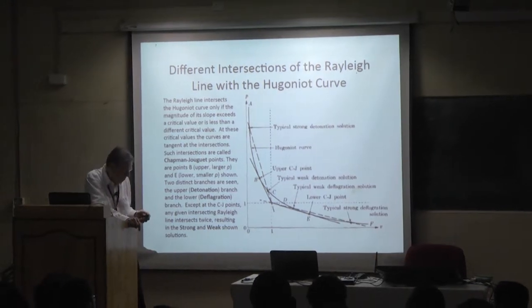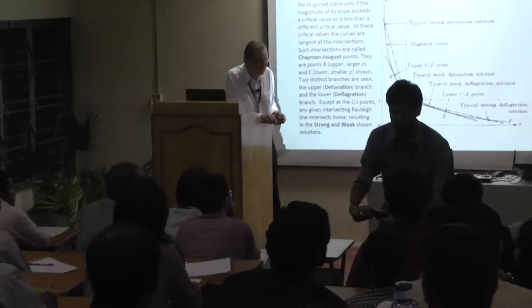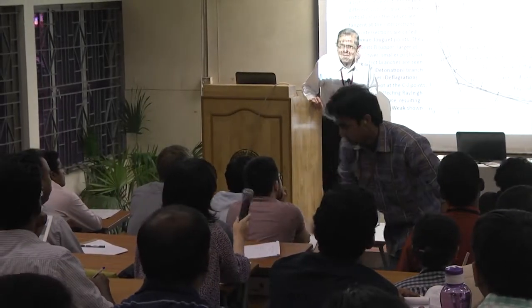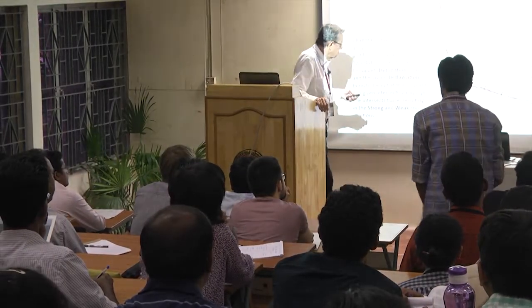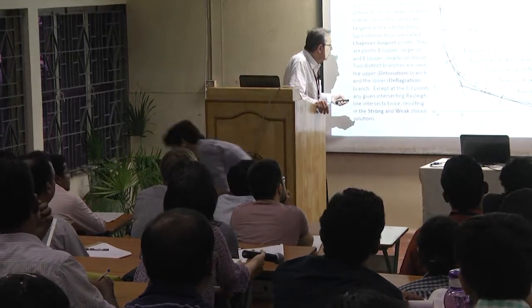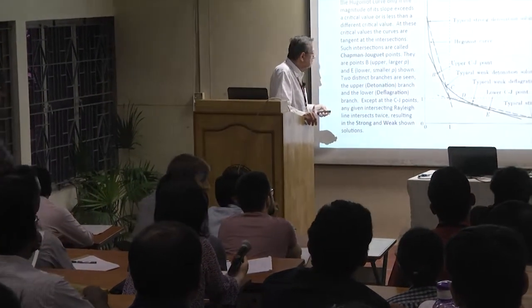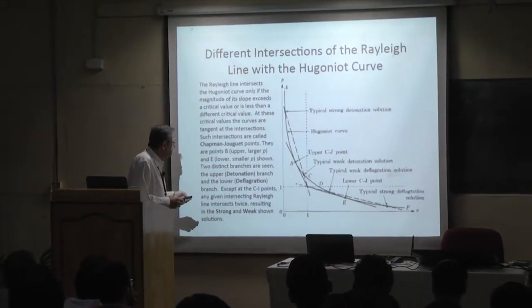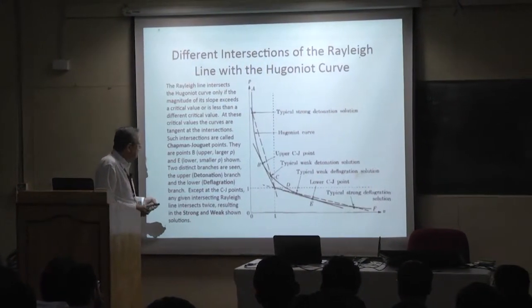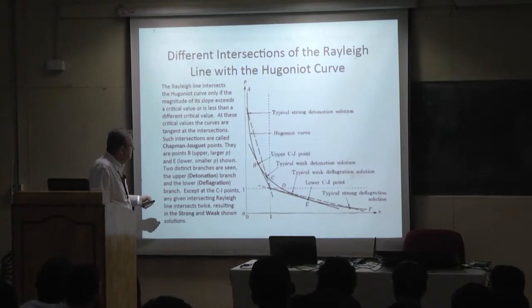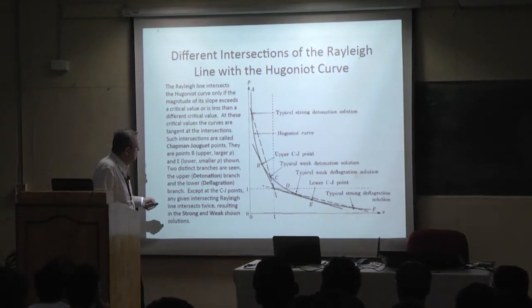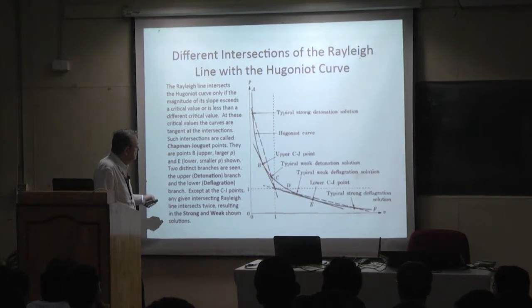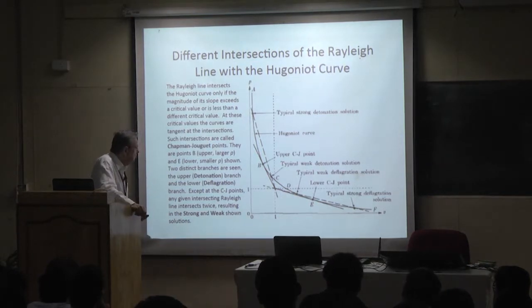Yes? What is the physical meaning of the Chapman-Jouguet point? The physical meaning of what? The Chapman-Jouguet point. Yeah. Mathematically, it's the tangency condition of the Rayleigh line and the Hugoniot.